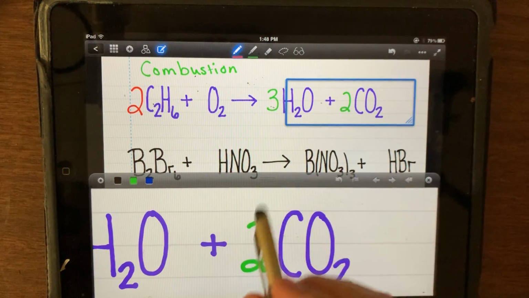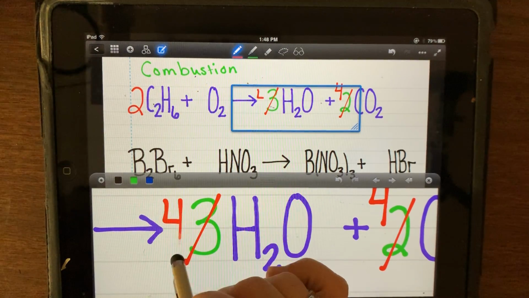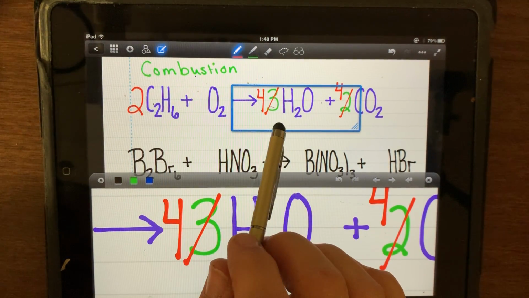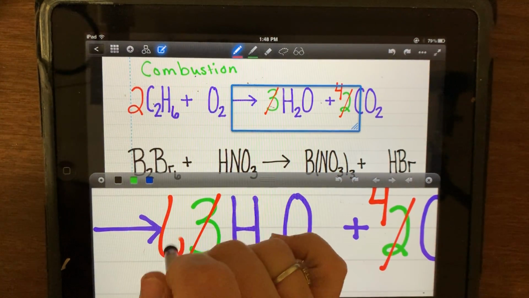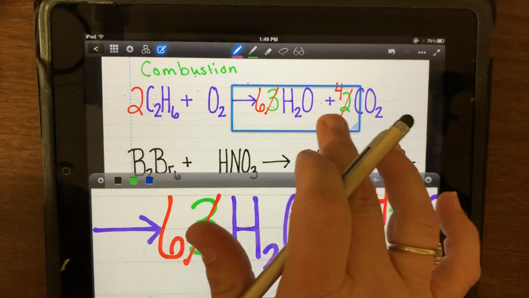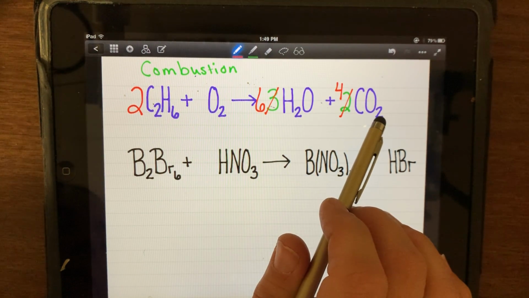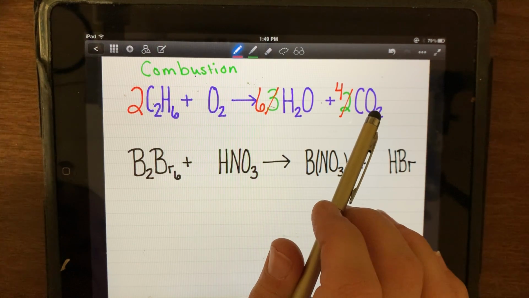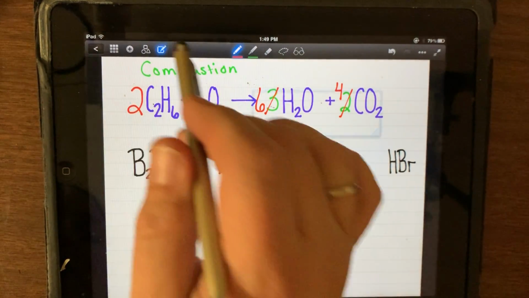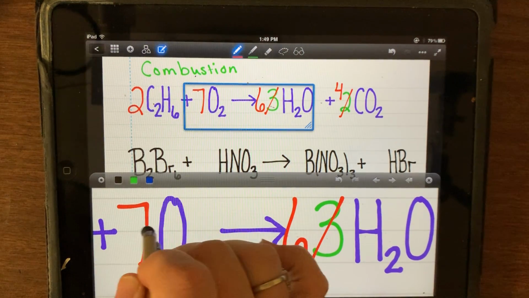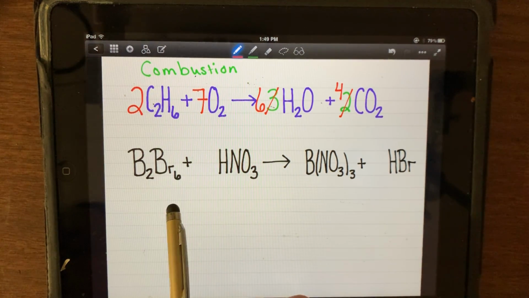2 times 2 is 4. Change that to a 4. Make that a 4 because 2 times 6 is 12. I'm sorry, let's check that again. 6 times 2 is 12. Now I'm going to look at my oxygen count on this side. 6 plus 8, and then divide by 2. So that's 14 divided by 2 gives me 7. Now let's go on to this one.